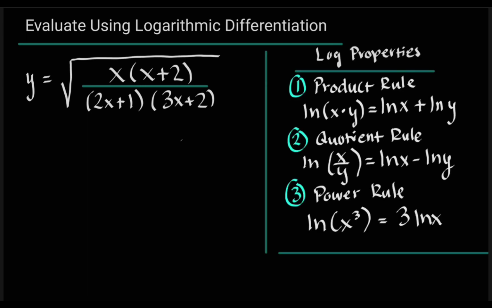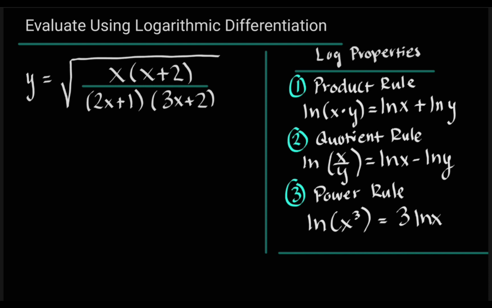Product rule is when you have two or more things being multiplied inside of your log function, which allows you to break them up like this using addition. So ln of x plus ln of y. Quotient rule is the opposite, so division. Instead of plus, it'll be subtracted. So ln of x minus ln of y, since y is in the denominator. Power rule allows you to take an exponent inside of your log function and bring it to the front. So instead of it being x cubed in there, it'll be 3 ln x.